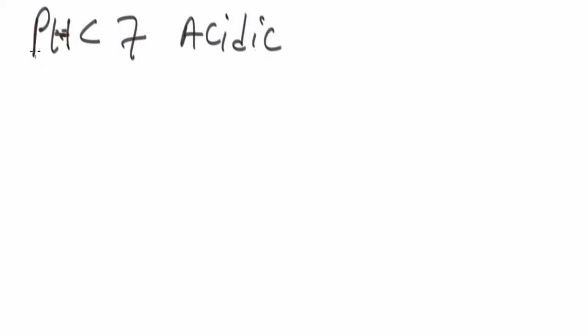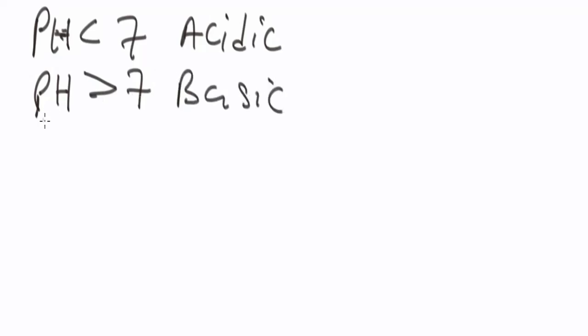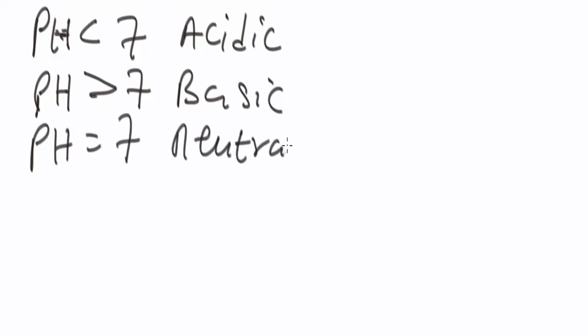Okay, now note that when pH is less than 7, the solution is said to be acidic, whereas when pH is greater than 7, the solution is said to be basic. Alright, when pH equals 7, the solution is said to be neutral. So take note of these intervals, very important.